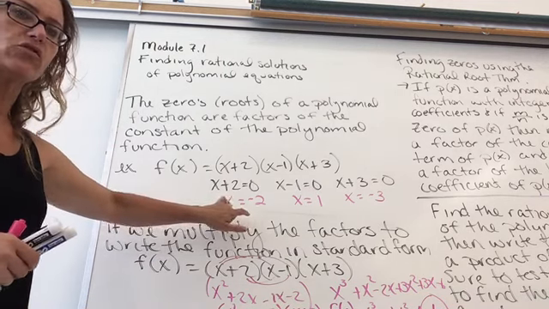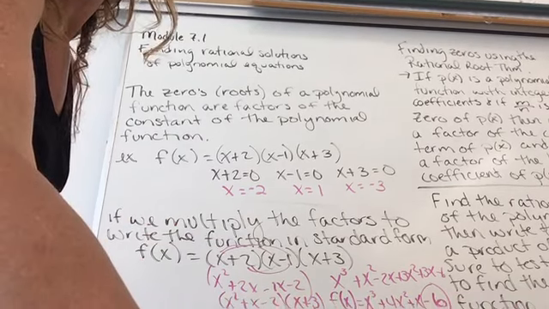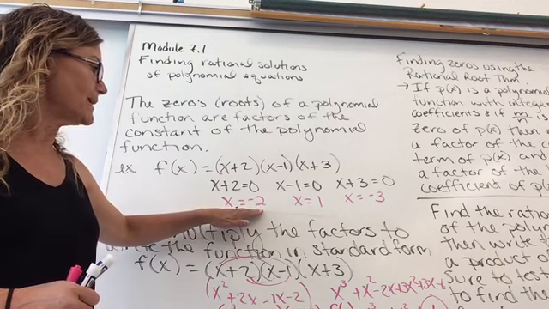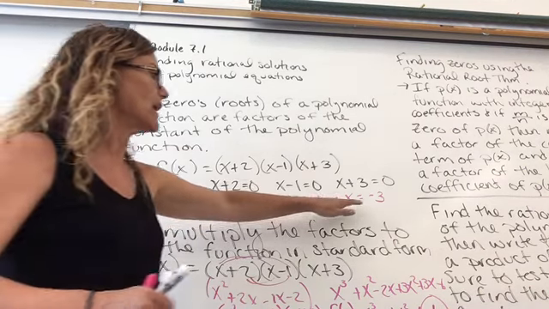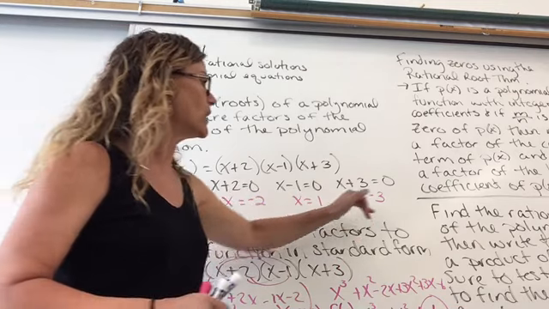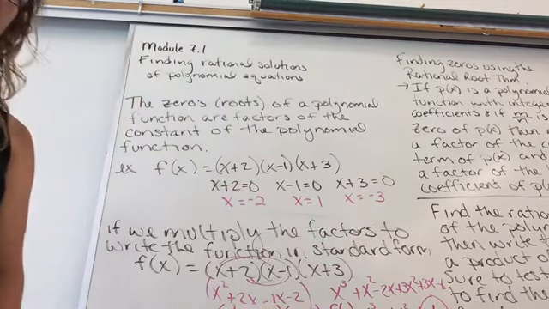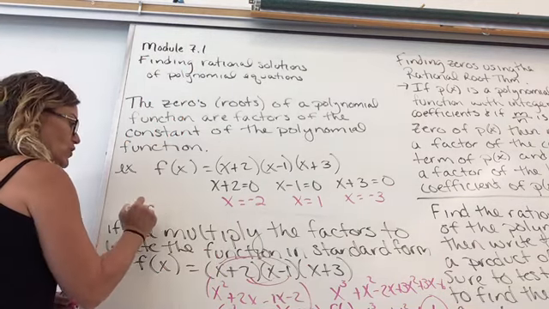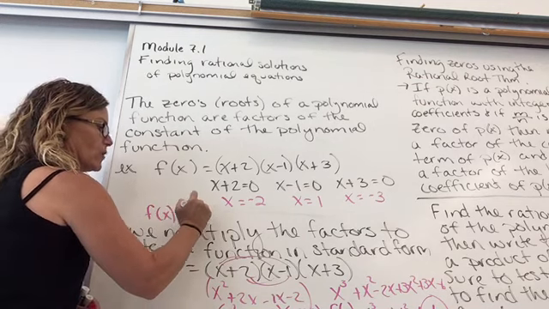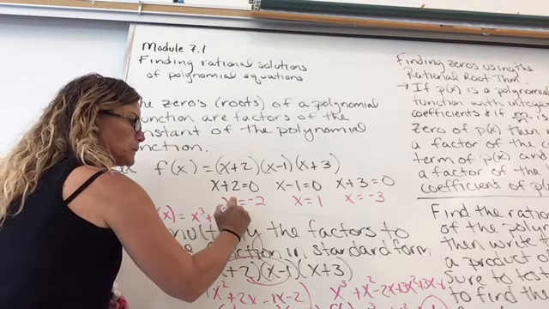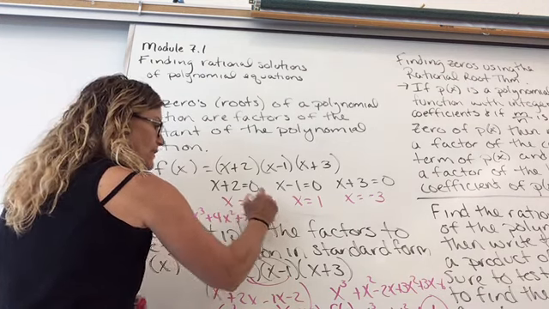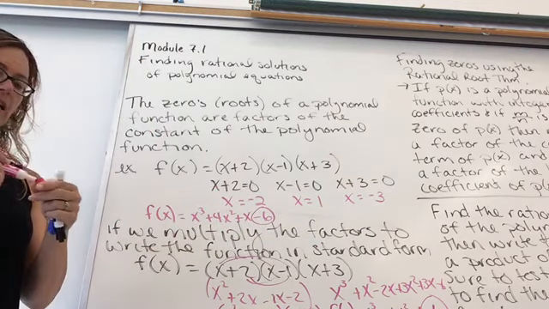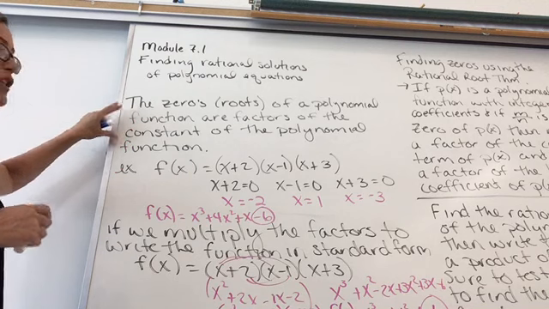If we look at the answers, let's see if I can make this so you guys can see it. Okay, maybe not. So x equals negative 2, x equals 1, and x equals negative 3. Negative 2, 1, and negative 3 are all factors of that negative 6. They're all factors of that constant term. So let me go ahead and rewrite the equation that we got right here. And this is our constant term. So if we're looking at these values, the zeros, the roots, they are factors of that last term. And that's what this little thing up here means.